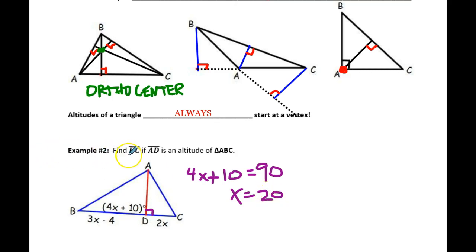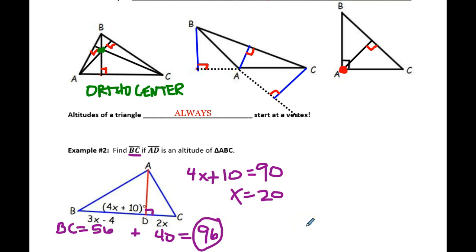And then we want to find BC, which is this entire length. So we just need to plug in 20 here. So 60 minus 4 gives me 56. And 2 times 20 gives me 40. So BC, because of segment addition, BC is going to be BD plus DC, which is going to be 96.